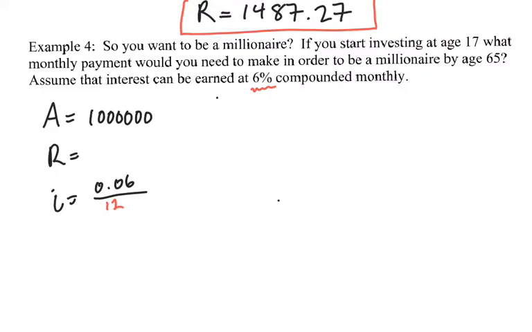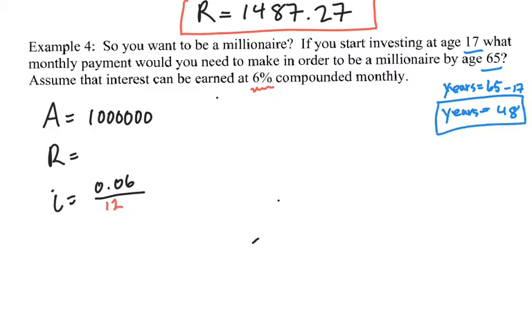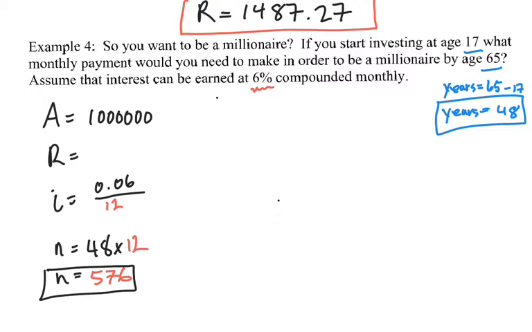Now, our n value is the hard part. It goes from 17 to 65, so we have to find out how many years that is. We take 65 minus 17, and we get about 48. Let me check that on my calculator. Yes, our answer is 48 years. So that's how many years it takes. Now we have to convert that into the number of months, so we multiply that by 12. We start with our equation since we're looking for R, and in that, n is 576.